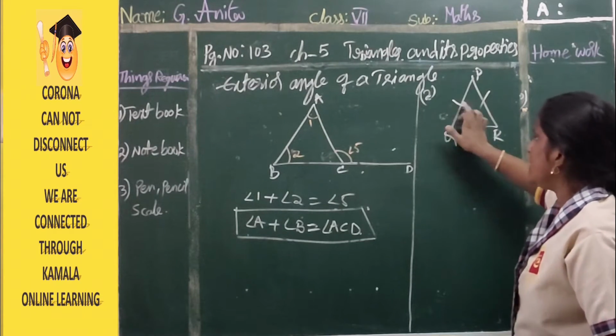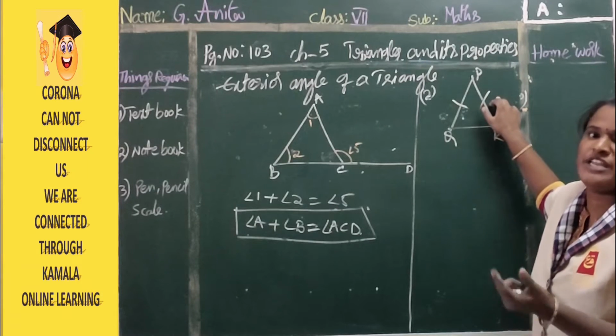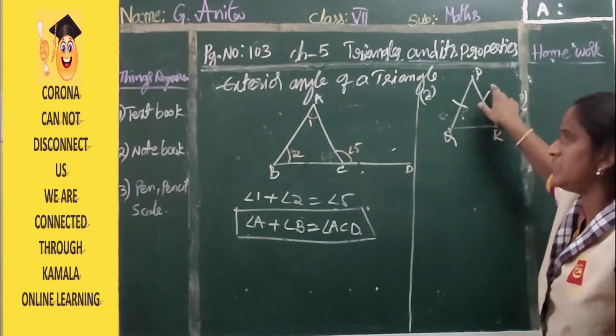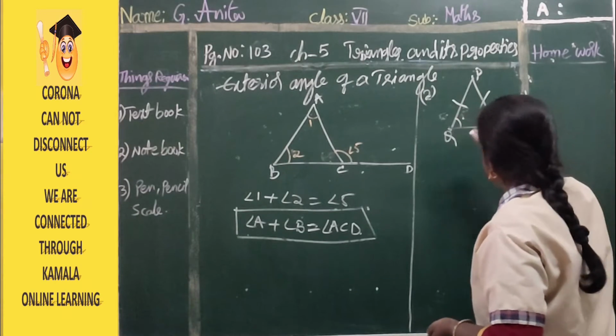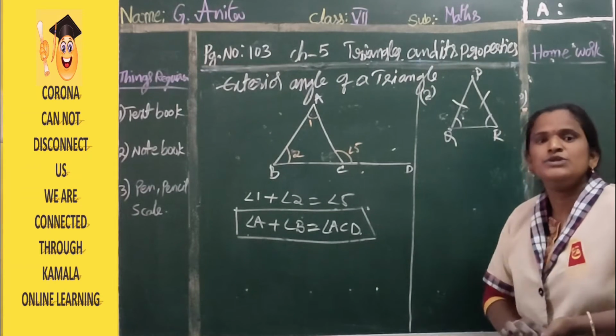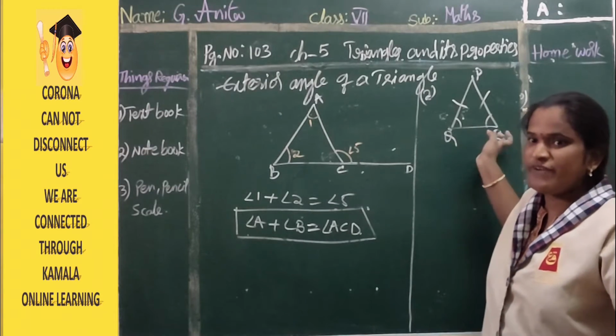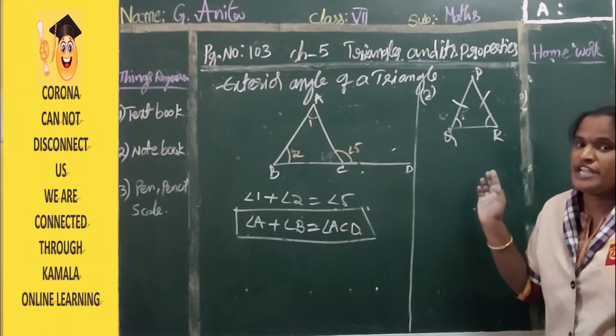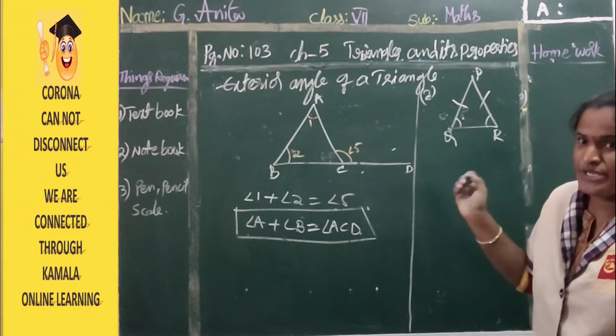If any two sides are equal in a triangle PQR, the opposite angles are also equal to each other. That means angle Q is equal to angle R. So, got the idea about this one, children, everyone? If any two sides of a triangle PQR are equal, then the opposite angles are also equal to each other.